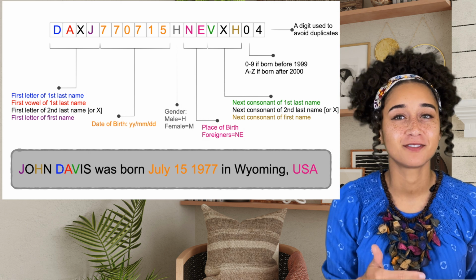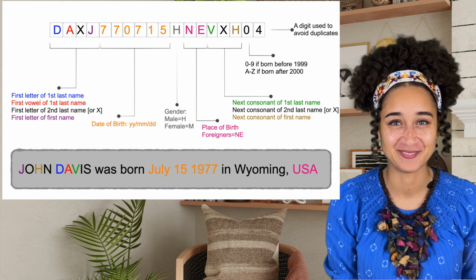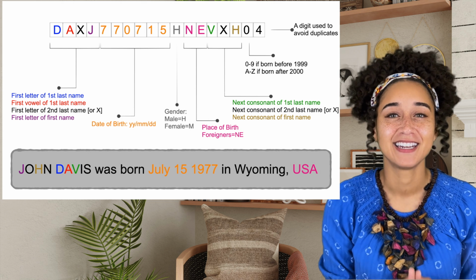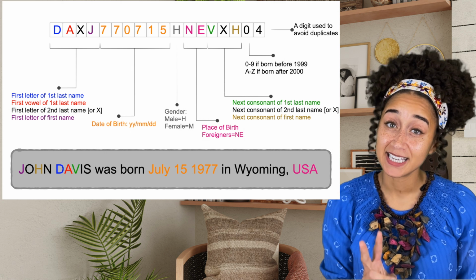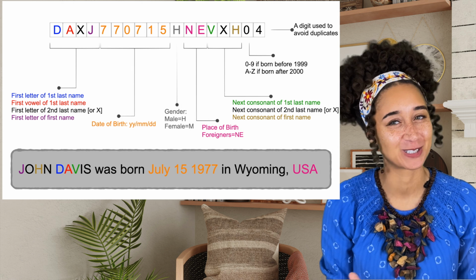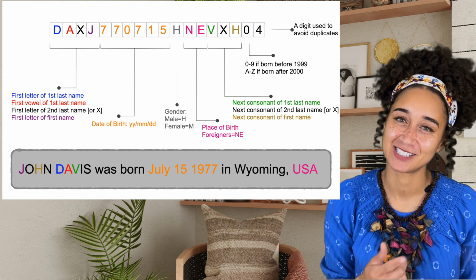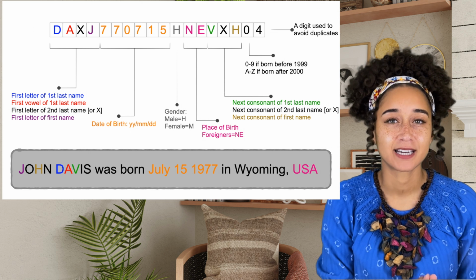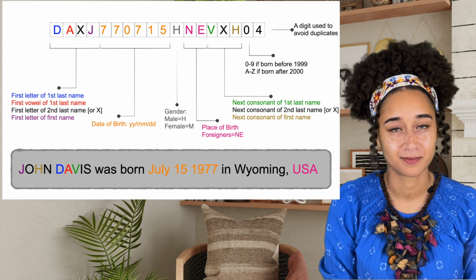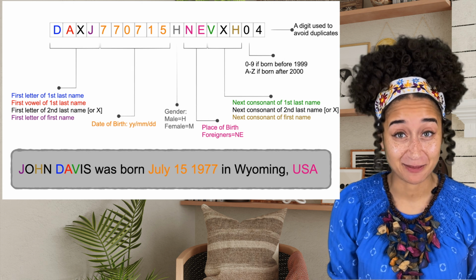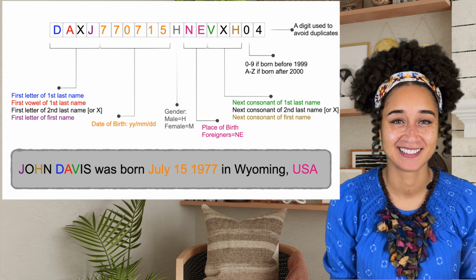Next is the first vowel of that same last name, and if the last name doesn't have a vowel, the letter X is used. Next is the first letter of your second name, or according to Mexico, your maternal last name, which most foreigners don't have, so an X is usually placed there. And next is the first letter of your first name. And Mexico generally takes the assumption that the first letter of all your names is a consonant.